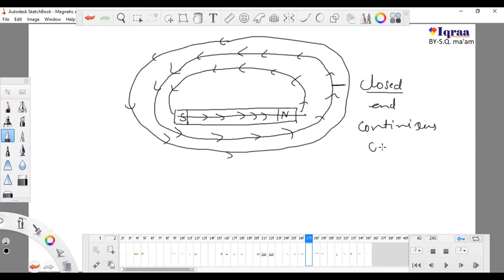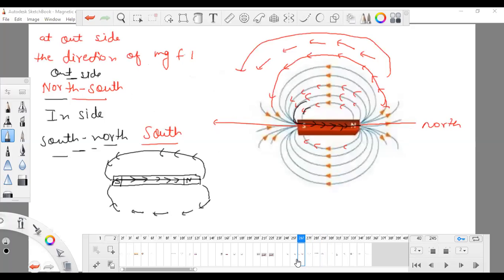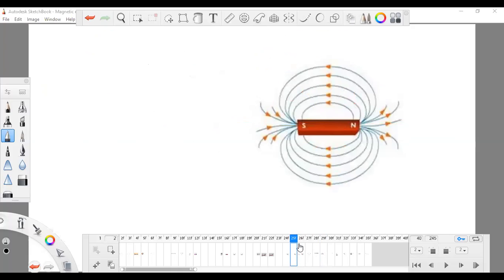The third point is that magnetic field lines are crowded near the poles where the magnetic field is strong, and are far apart near the middle of the magnet, far from the magnet, where the magnetic field is weak. What does it mean? It means these magnetic field lines are much more crowded, in much higher density near the poles, and as they go farther they get far apart.